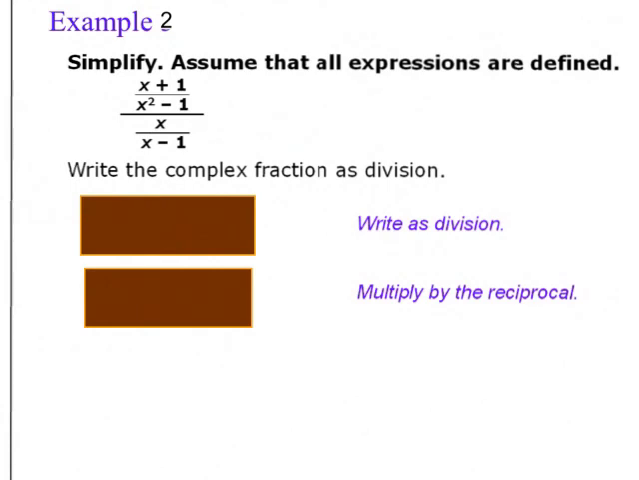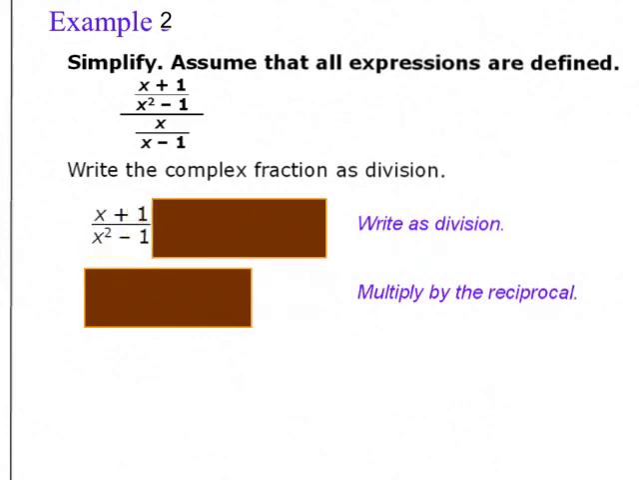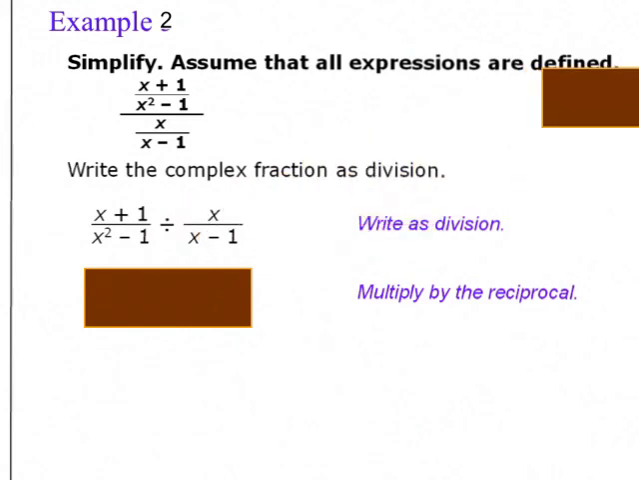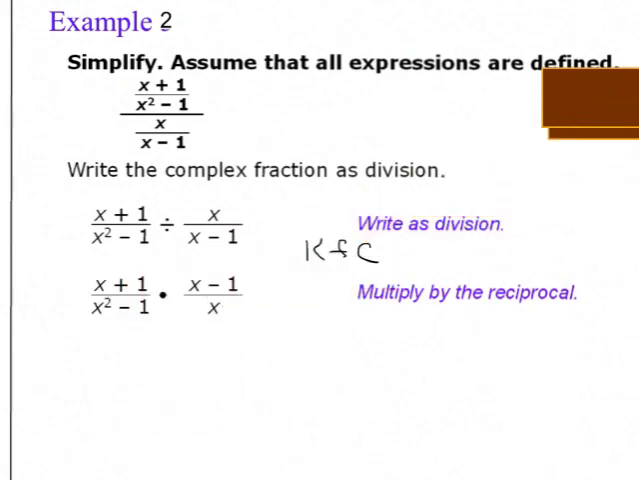In this problem, the first thing you're going to do is write the complex fraction as division. So you're going to put the top fraction first. Instead of the division bar, you're going to put the division symbol. And then you're going to put the bottom fraction, the denominator, second. Then at this point, you're going to KFC this here. So you're going to keep, flip, change, and it's going to look like this.